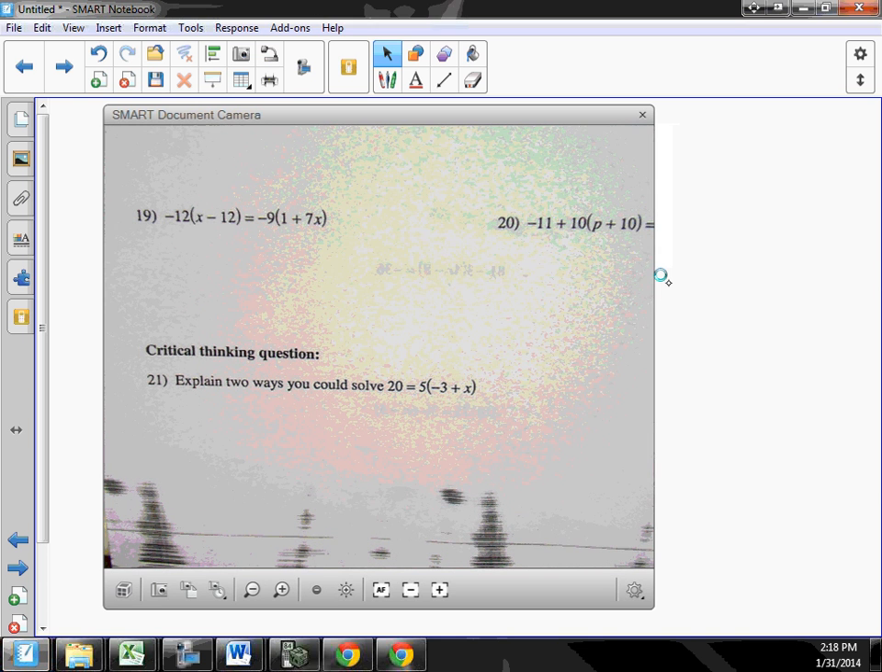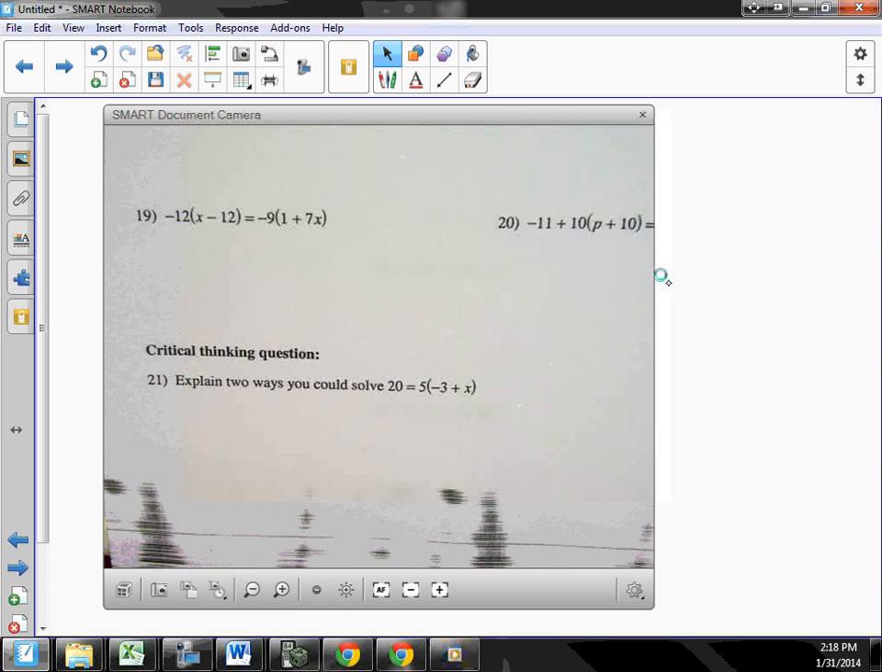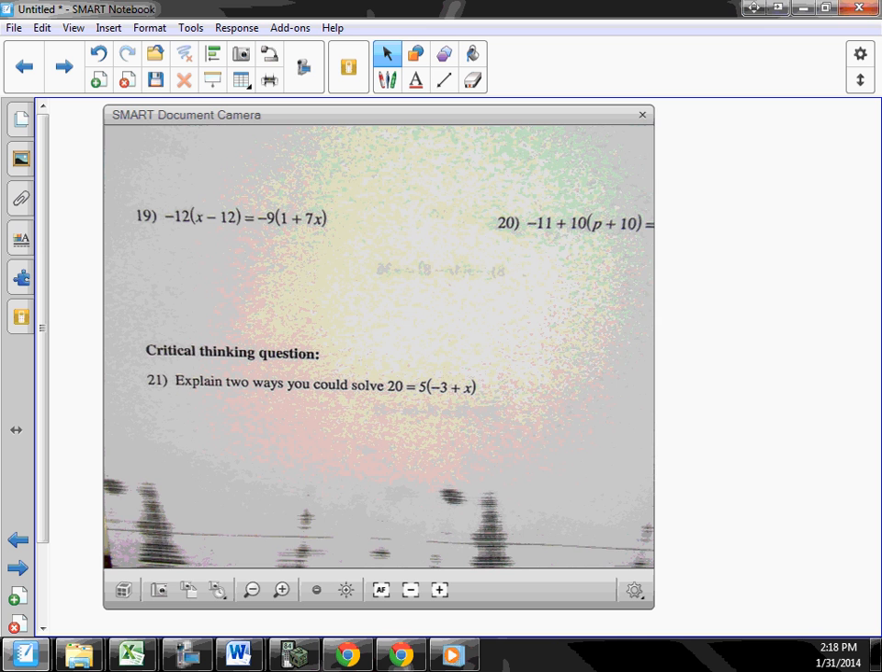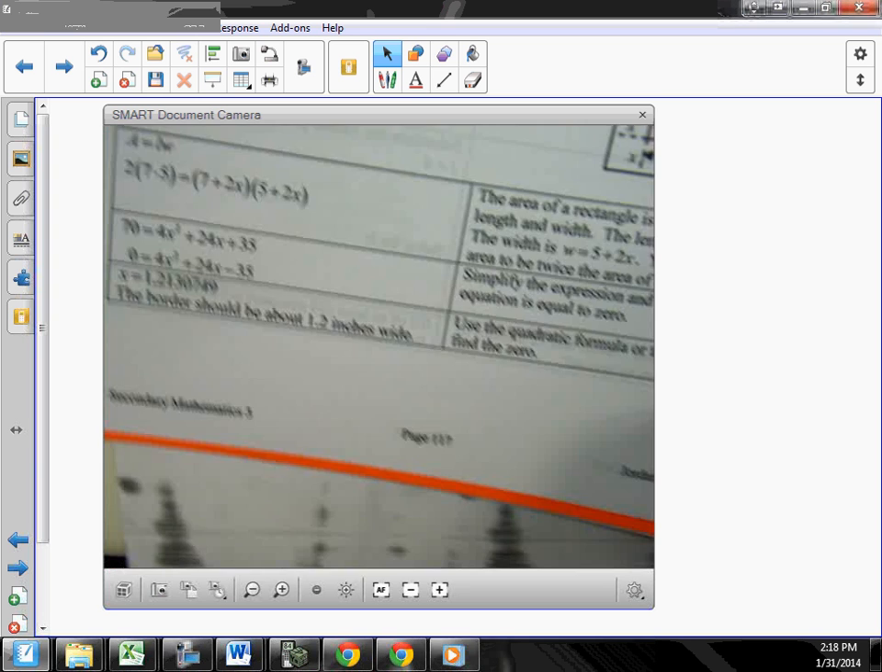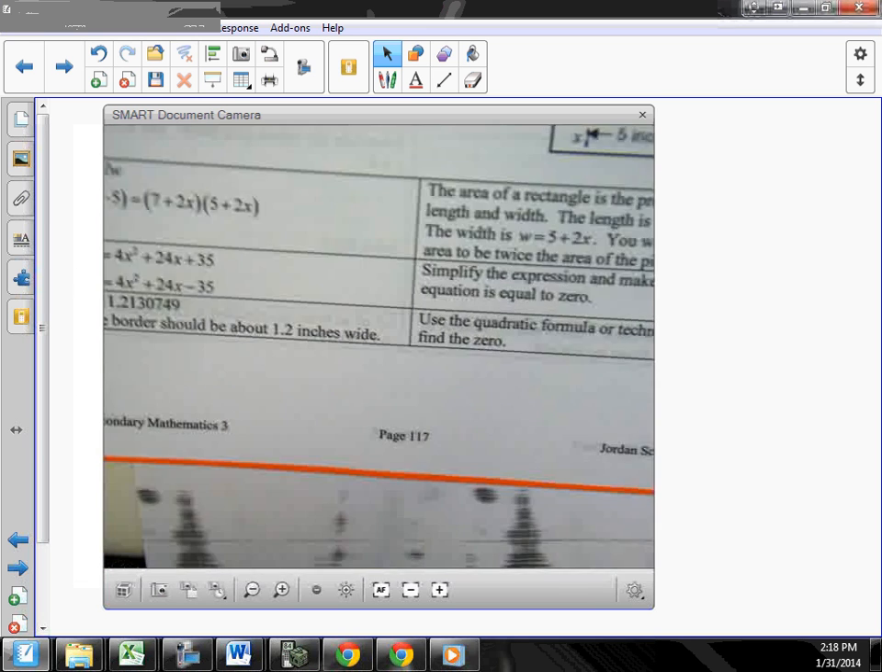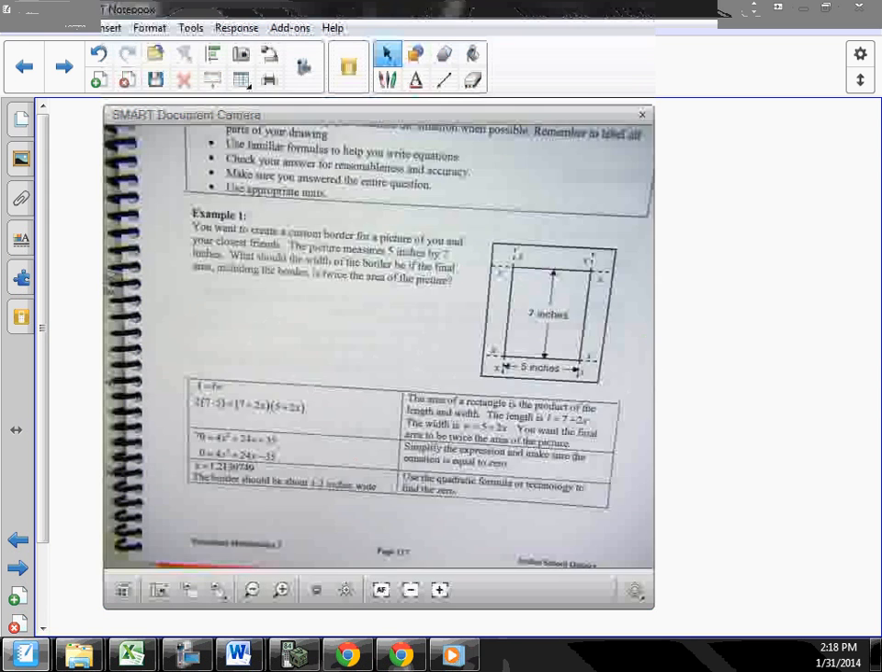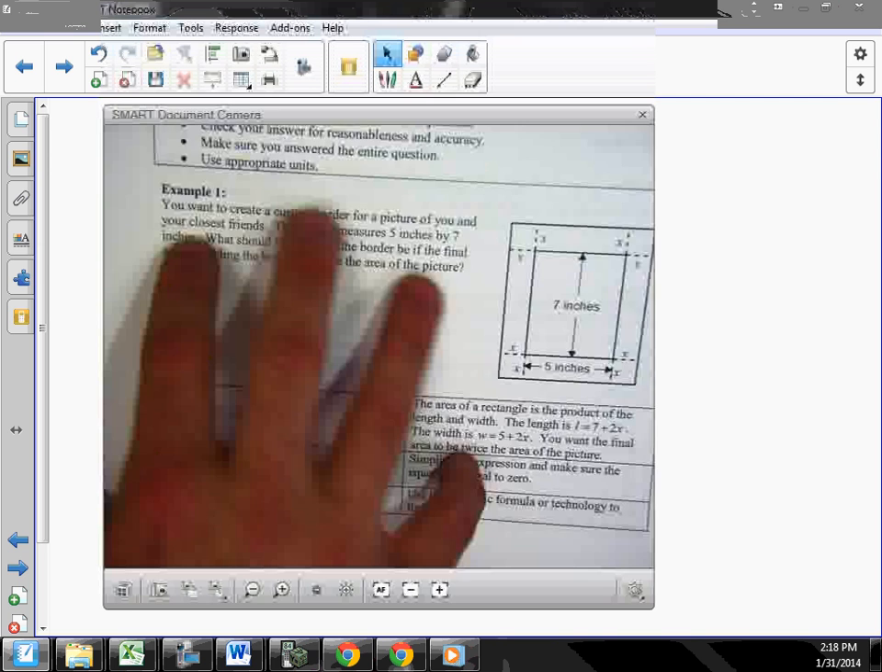Okay, so pull out your books. We're going to start today on... No, it's totally different from what we did. Okay, page 117. So today we're going to be working with story problems, your favorite. 117.